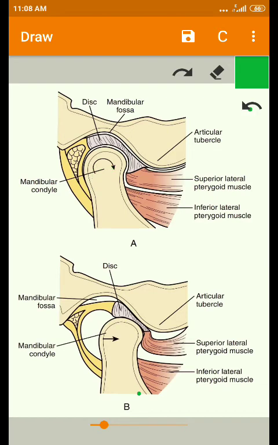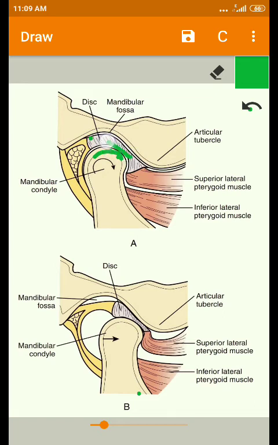Then the position at the end of the rotation phase. So some part has been rotated. The position at the end of the rotation phase can be described as posterior rotation of the disc on the condyle.